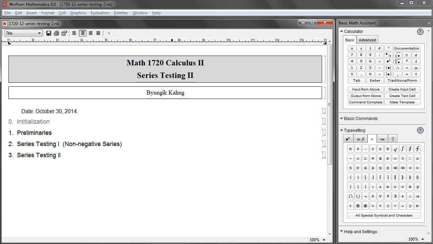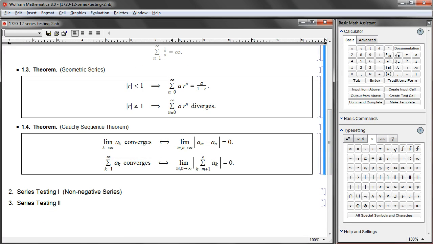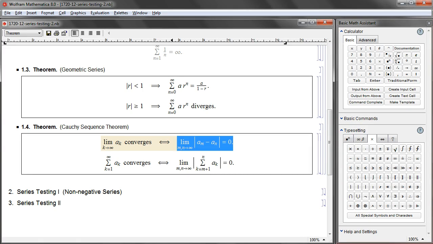For those students, let's review preliminaries a little bit, and let's talk about the main tool that we are going to be using, which is the Cauchy sequence theorem. A sequence converges if and only if the difference between the arbitrary terms a_m and a_n goes to 0. The right-hand side is often called the Cauchy condition or Cauchy criterion.